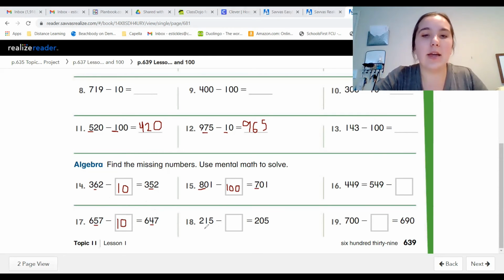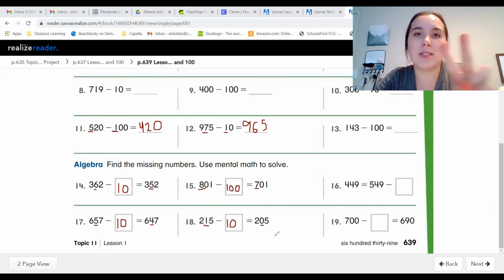Okay, let's look. I had 215, and now I only have 205. Well, I can see that my hundreds and my ones did not change, but my tens place did. I had 1 ten, and now I don't have any tens in my number. So that means I went from 1 down to 0, which means I took away 1 ten. So they did 215 minus 10 equals 205. Pretty easy. We're going to turn the page and do 2 more problems together.